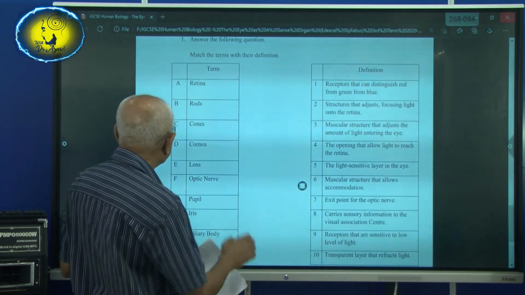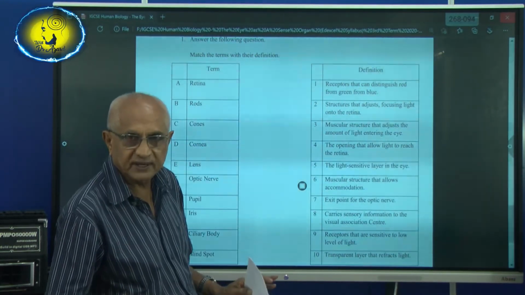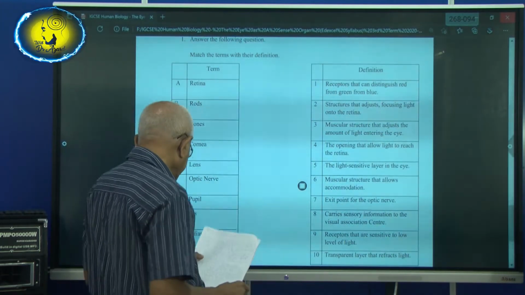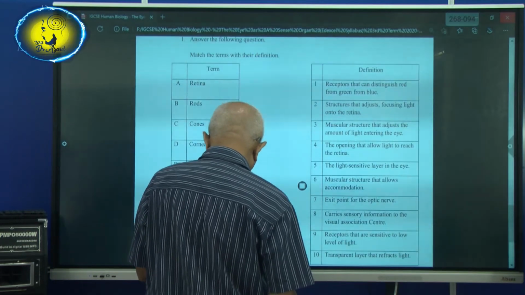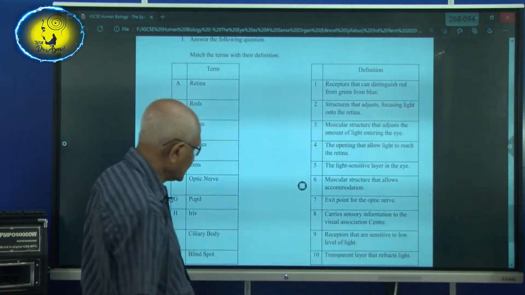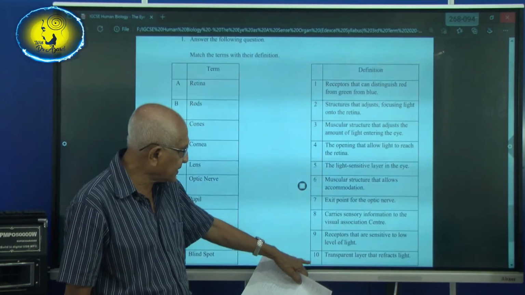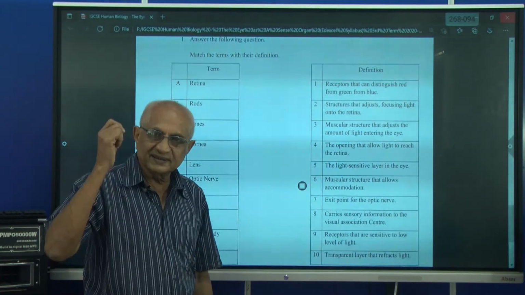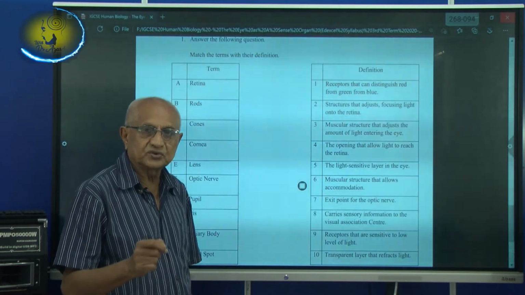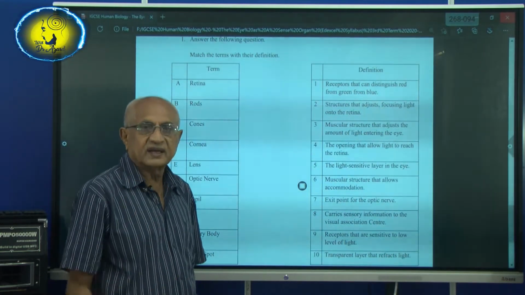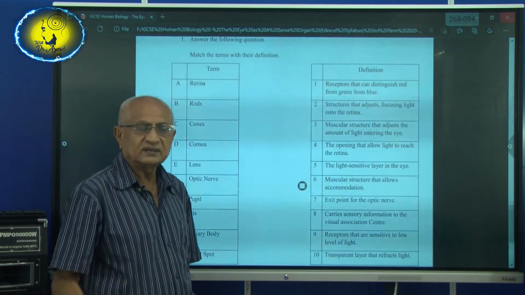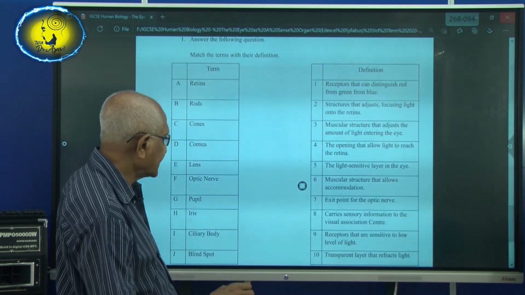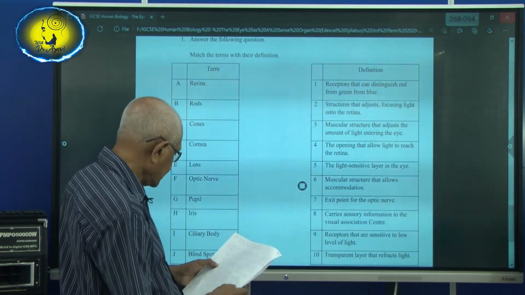Then we look at D, cornea. You know the cornea. We have mentioned the cornea a number of times. Where is D now? Look at number 10. Transparent layer that refracts light. Not only does it allow light to pass through, it refracts it and sends it to the retina, focusing onto the retina.